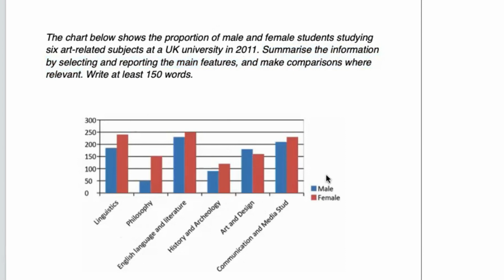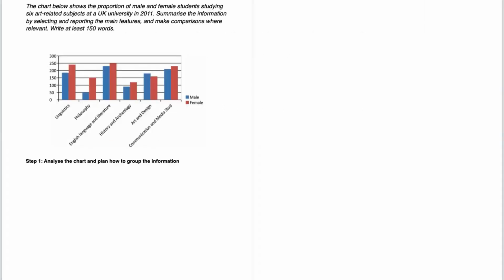Now again, we have male and female students. So male students are represented by the blue color and female by this red. And again, we have our categories on the x-axis here. So remember, our step 1 is to analyze this chart and plan how to group the information. Okay, and the best way to do this is to make an outline or to make a chart just so that it's clear to you. Of course, you don't have to have things spelled out or perfect because no one will be looking at this chart, just you.